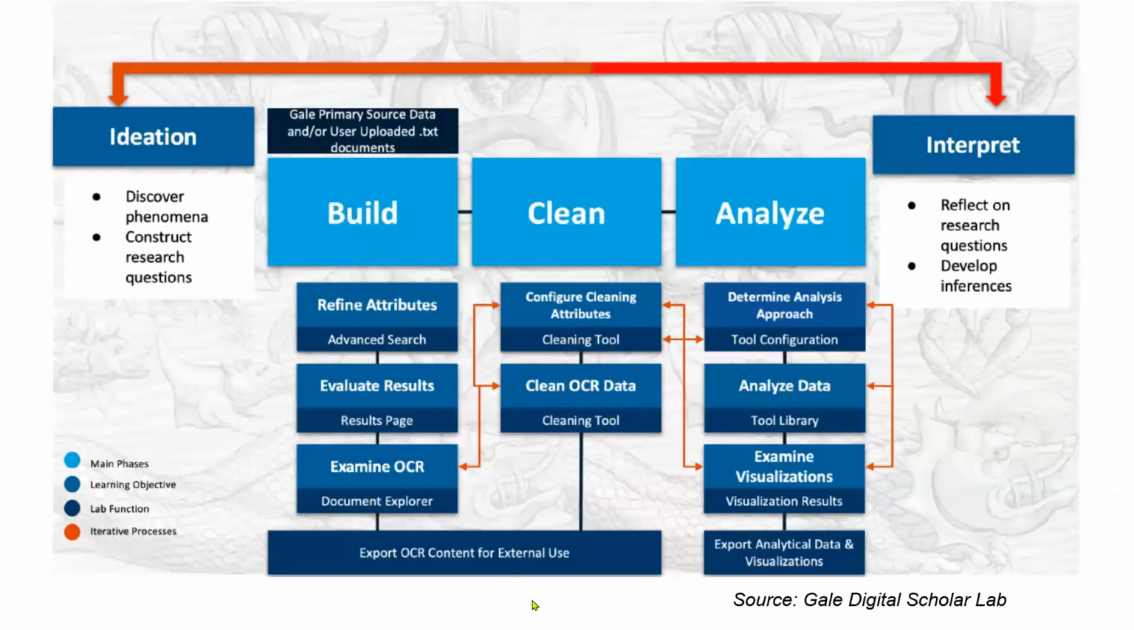So looking at the big picture, if you will, there's the idea of ideation, your research question, all that. Build, we did last session, so I will quickly go through that. Today we're looking at cleaning: the configure clean attributes, the cleaning tool, and the clean OCR data. Gale has done a lot of the OCR data cleaning for you, but it's not perfect. They show you how it's not perfect using a thing called a confidence level. That's always useful to look at in your documentation before you do analyses.